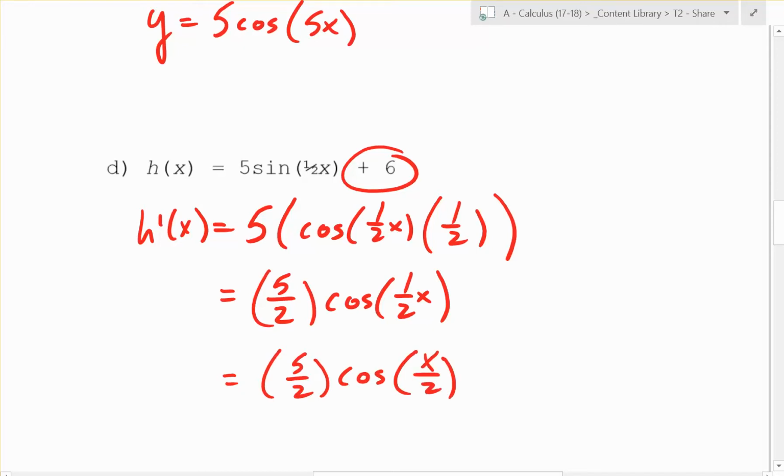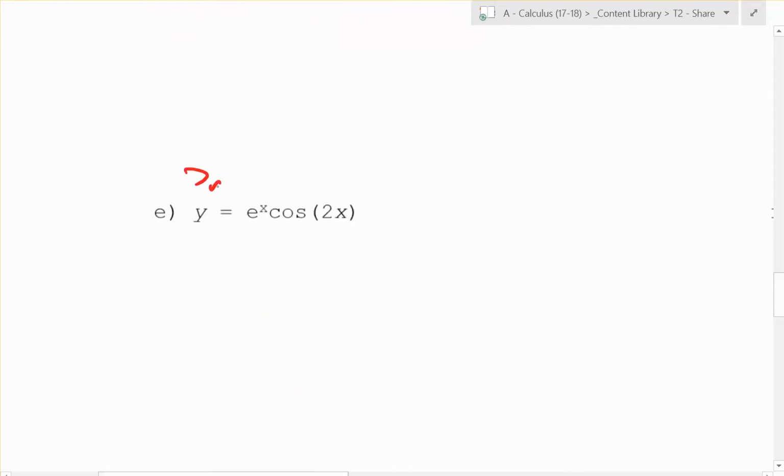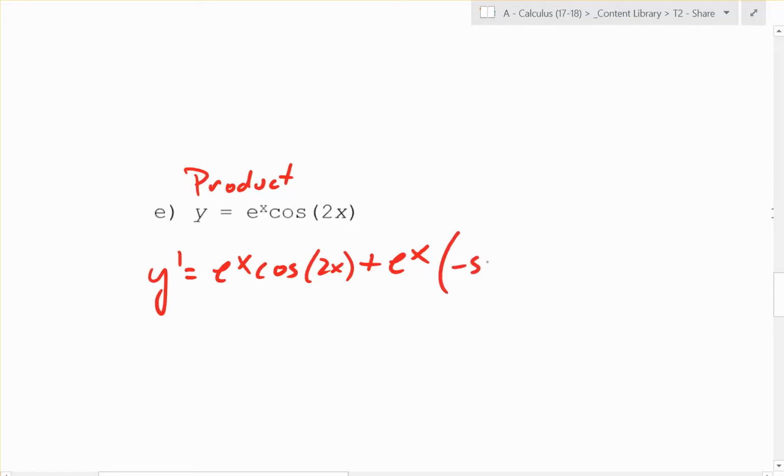That's super clear. So here we need to use the product rule. The derivative of the first is e to the x times the second, plus the first times the derivative of the second, and that's going to be negative sine of 2x. Derivative of cosine is negative sine, and then you have to multiply it by 2 because of the chain rule. You can clean that up a little bit, but I'll leave it there for now.